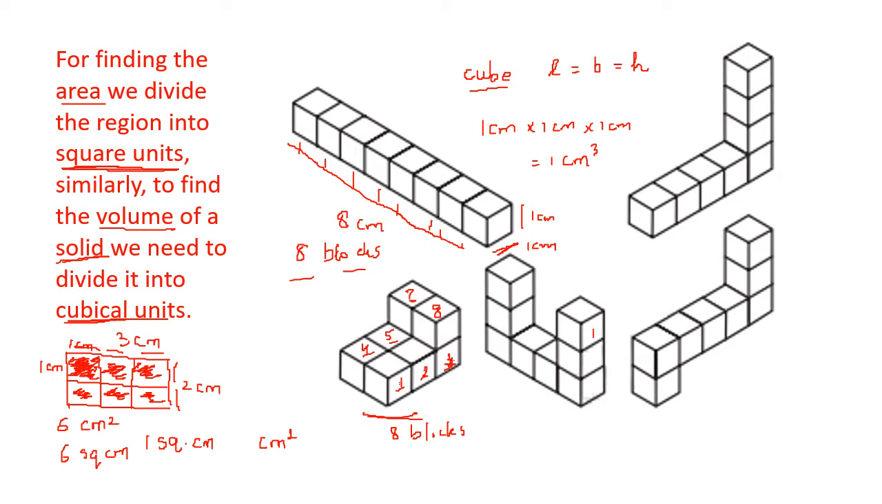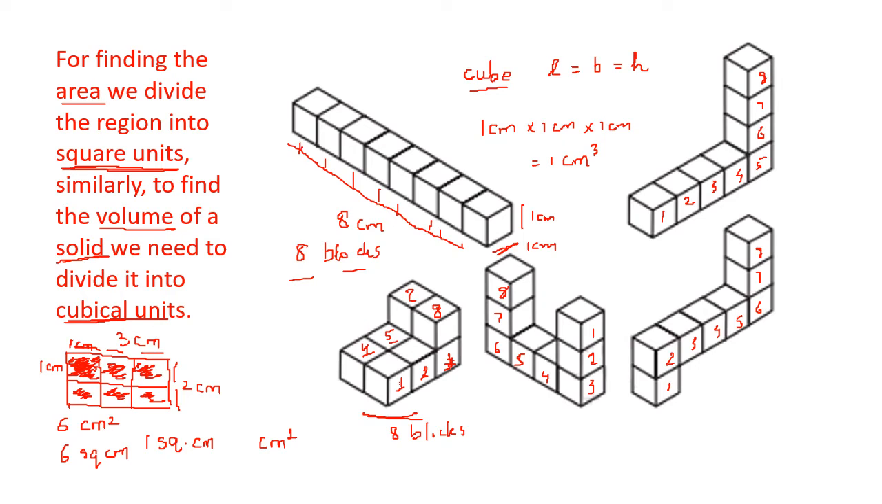Now here we have 1, 2, 3 blocks, 4, 5, 6, 7 and 8. So these 8 blocks are arranged in a different manner. Then here we have 1, 2, 3, 4, 5, 6, 7 and 8. In here we have got 1, 2, 3, 4, 5, 6, 7 and 8. So all in all there are 8 blocks but they are arranged in many different shapes.